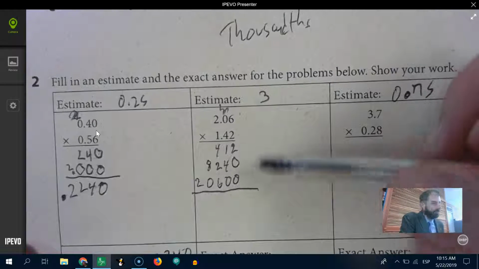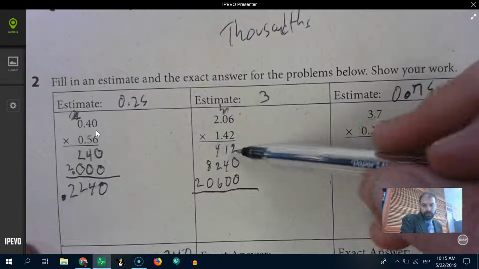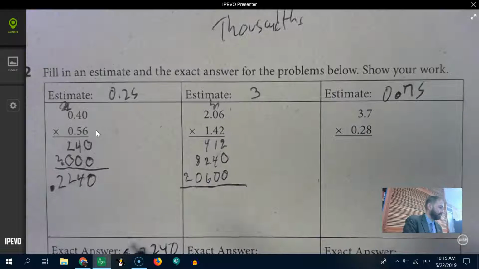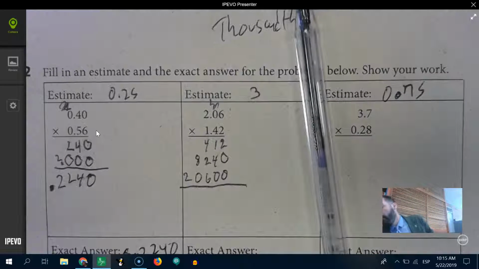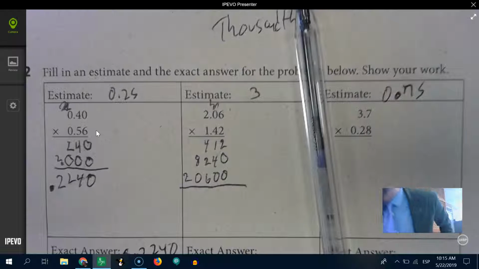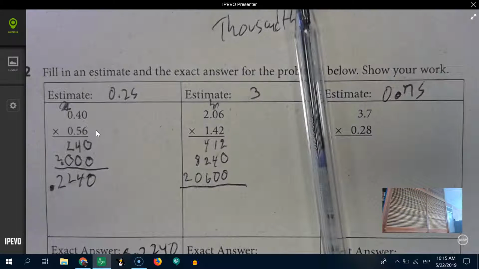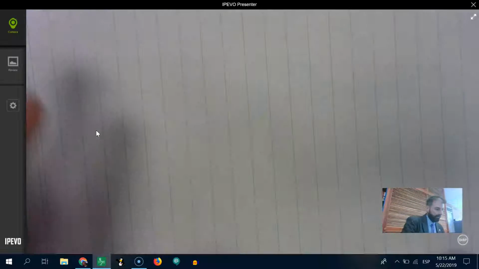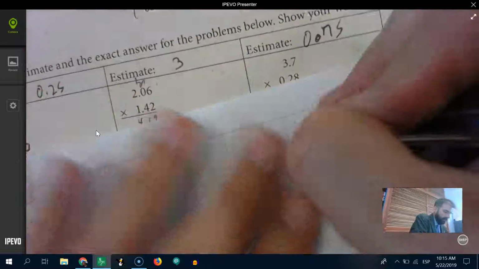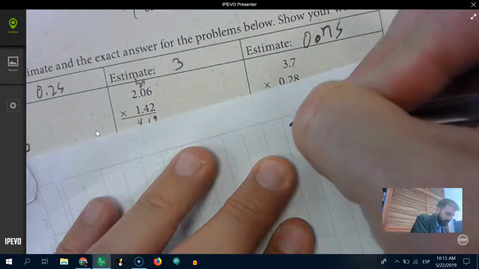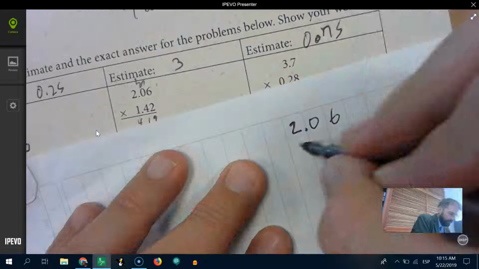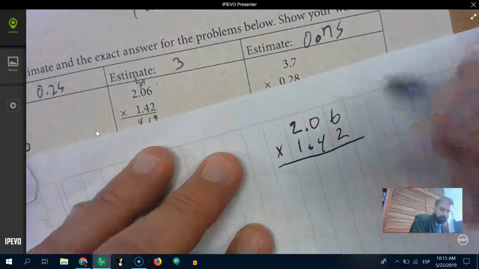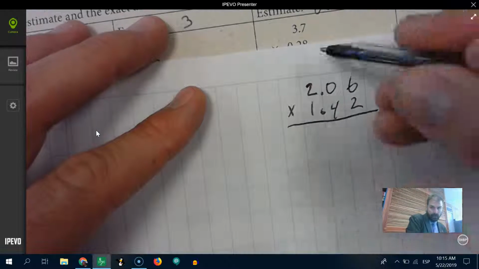So if you're struggling with this and keeping things lined up, get yourself some notebook paper and turn it sideways. Do I have any notebook paper? Hold on. So again, if this is a struggle for you, then rewrite it on notebook paper. So I have 2.06 times 1 and 42 hundredths. And then I use my lines here to keep track of stuff.